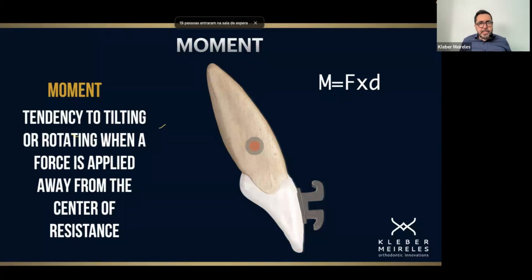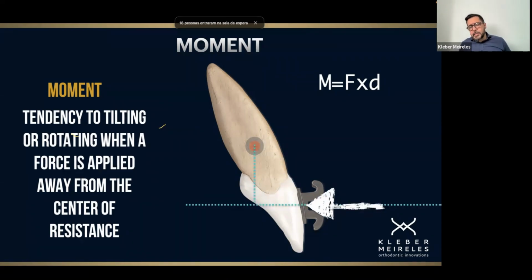So the moment is the tendency of tilting or inclining or rotating when a force is applied away from the center of resistance. And the magnitude of the moment, we know, is calculated by multiplying the force by the distance between the line of action of the force and the center of resistance. The distance must be perpendicular to the line of action, okay? So that's what's going to be in our daily practice.